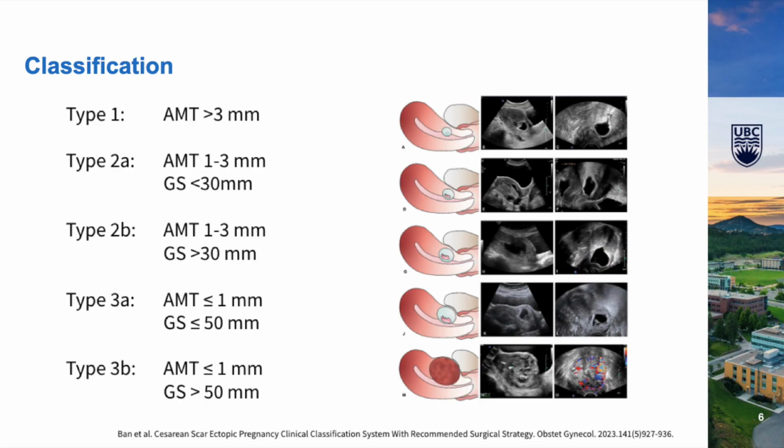A recent study published in Obstetrics and Gynecology presents a more granular classification system whereby both gestational sac size, GS, and anterior myometrial thickness, AMT, are defined as independent risk factors for hemorrhage. The CSEP in our patient with an AMT of less than 1 millimeter and GS presumed to be between 30 to 50 millimeters is classified as a type 2 to 3. Previous literature has recommended a laparoscopic approach for CSEP beyond a type 1.